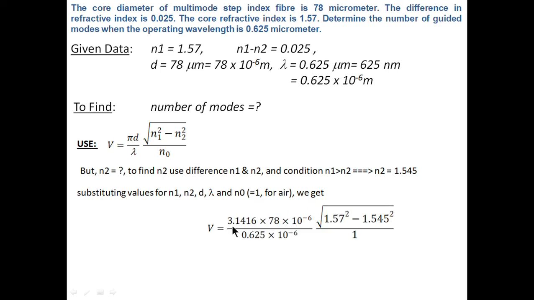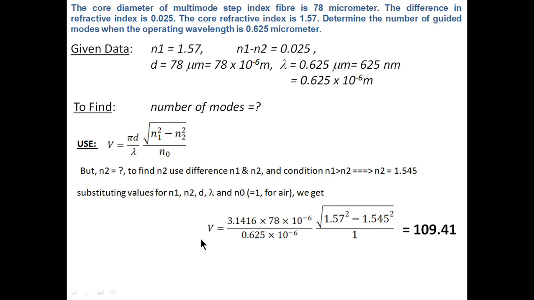We get V is equal to, substituting the values, 3.1416 into 78 into 10 power minus 6, which is the thickness of the material, that is the diameter as well, divided by 0.625 into 10 power minus 6, they both cancel out. Okay, root of 1.57 square minus 1.545 square, which are the refractive indices of the core and the cladding, and N0 is the surrounding refractive index of the medium. We get 109.41 as your V number.